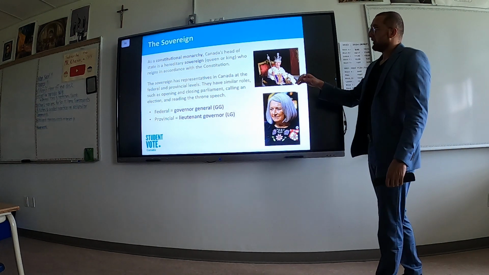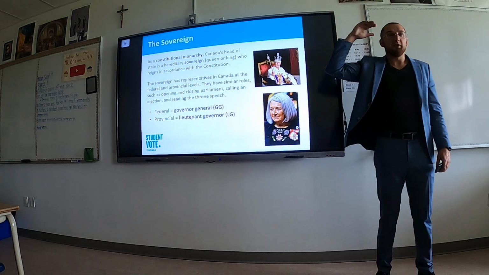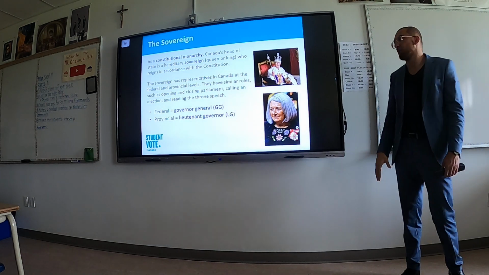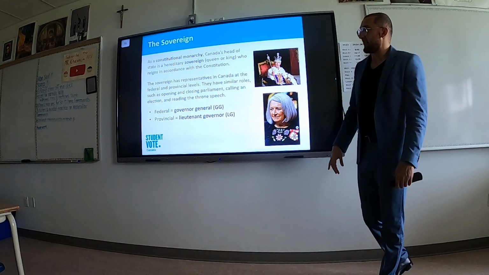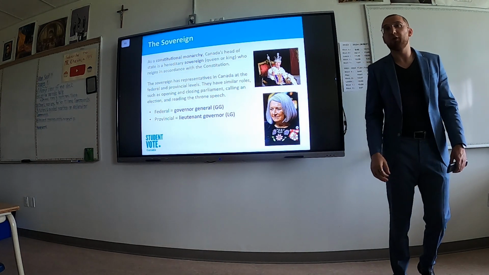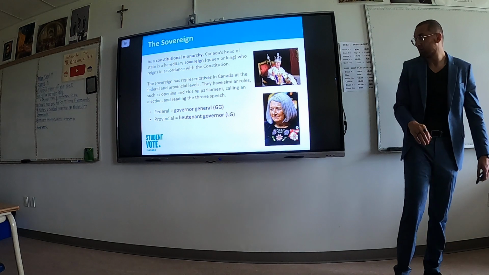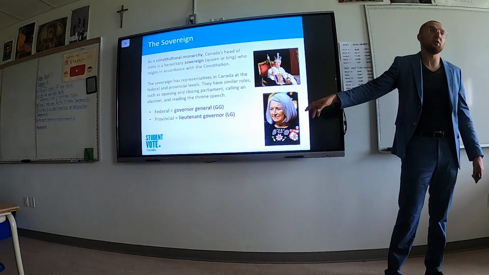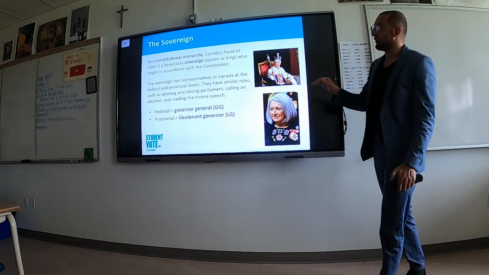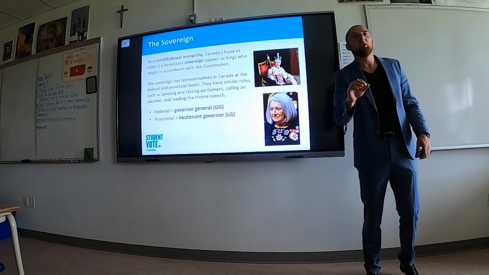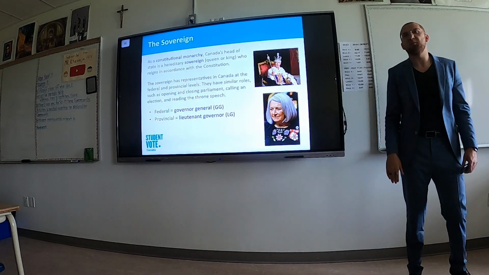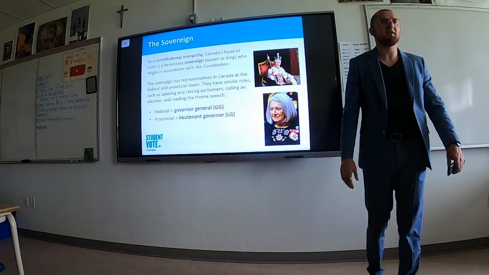So you have the sovereign all the way at the top, that's the king or queen, and then they have representatives in a constitutional monarchy. At the federal level, that person is known as a governor general. At the provincial level, they're known as a lieutenant governor. You're going to want to write those down because your worksheet later asks a question about that. And then there is no municipal representative of the king or queen, the monarch, at the municipal level. Any guesses as to why that might be?